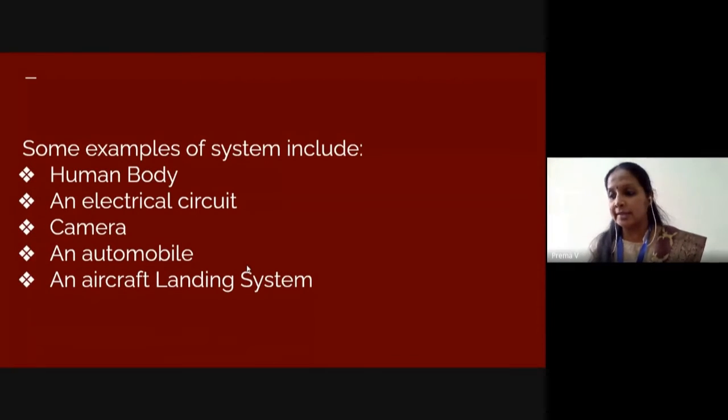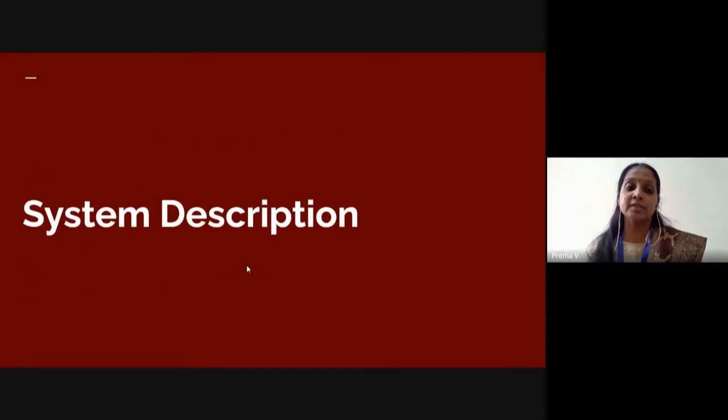Similarly, an aircraft landing system also is a real-time example of a system. So with this, I am handing the presentation over to the next person who is going to give the definition of a system or system description.